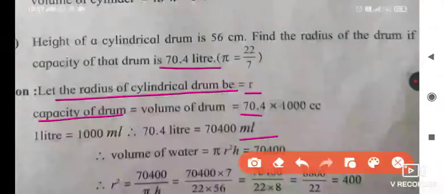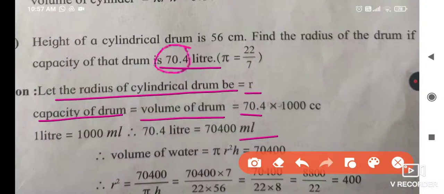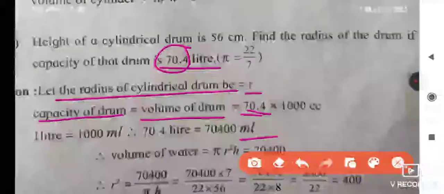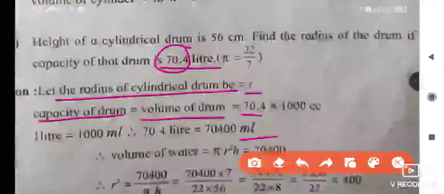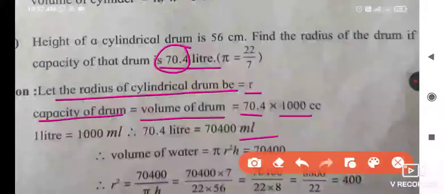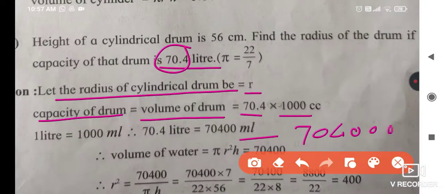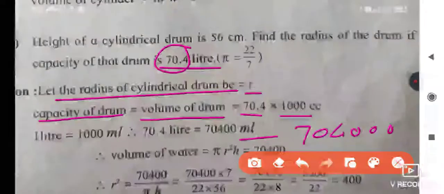So here the radius of the cylinder is r. Capacity of drum means only volume of drum. Yes, I told you before, capacity of drum equals volume of drum. Here the volume given is 70.4. If we put the value that way the answer will be wrong. So first we have to convert this liter into ml, and as you know, to convert into milliliter we have to multiply by 1000. When we multiply by 1000 we get 70,400.